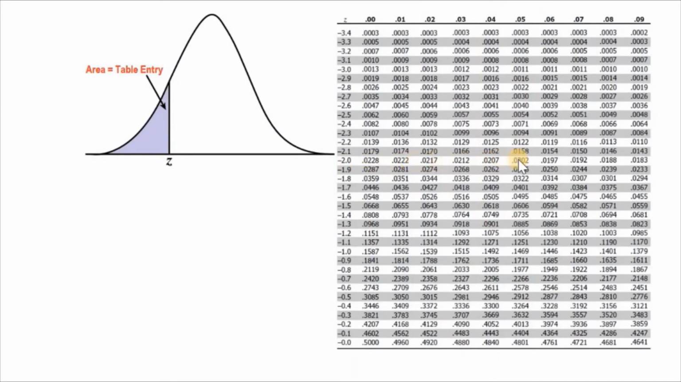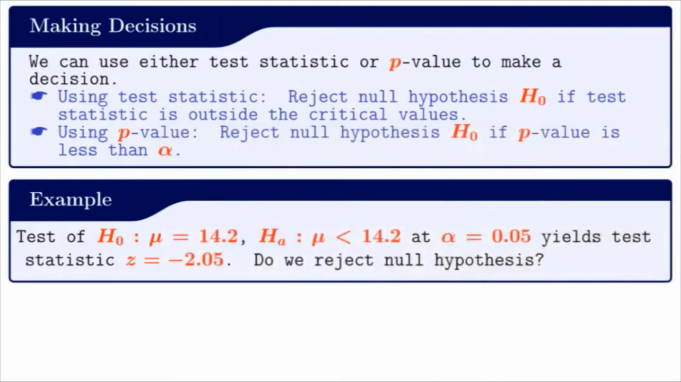So basically we'll be looking at row of negative 2.0 and column of 0.05. So that gives us 0.0202, this value here. So therefore, let me write that down here.